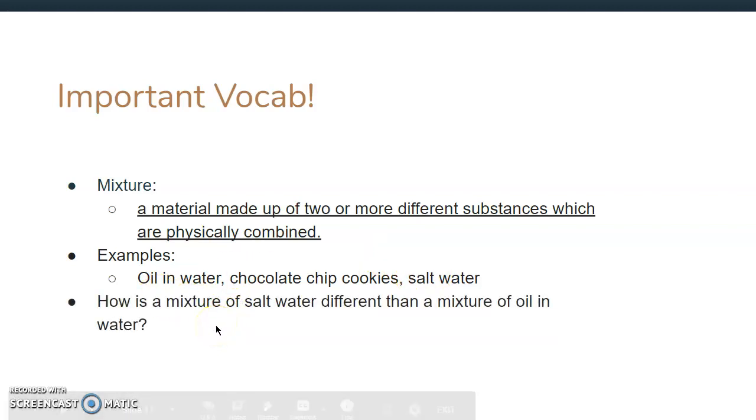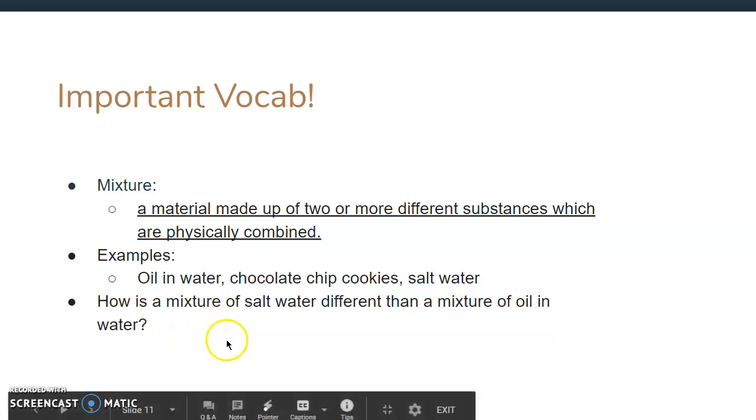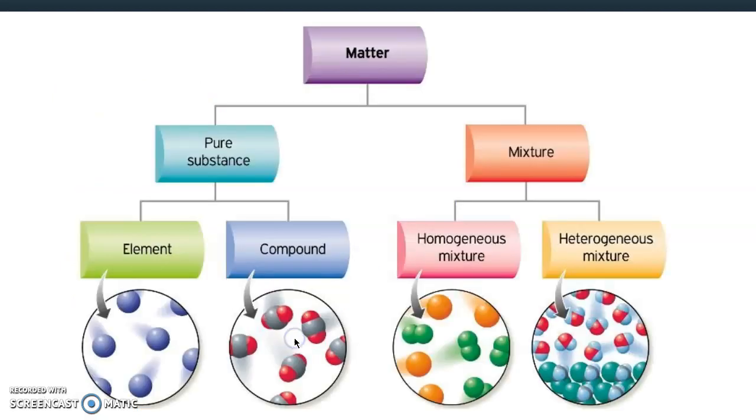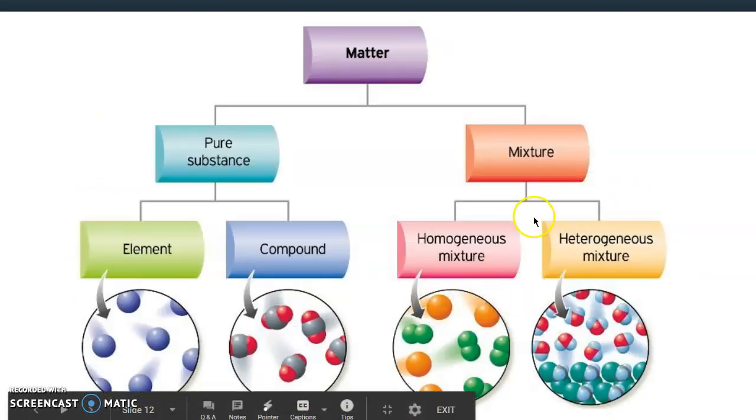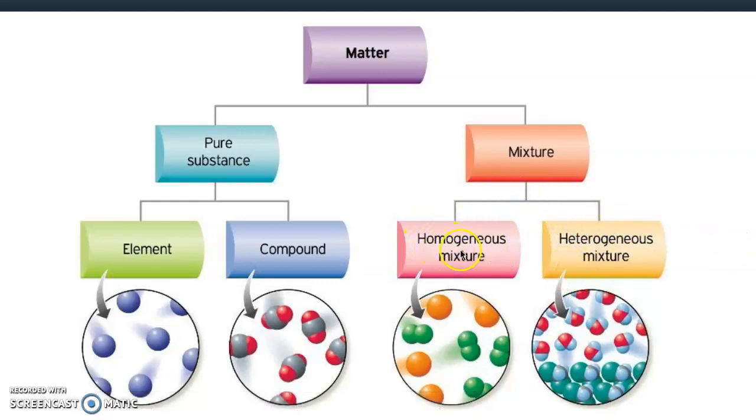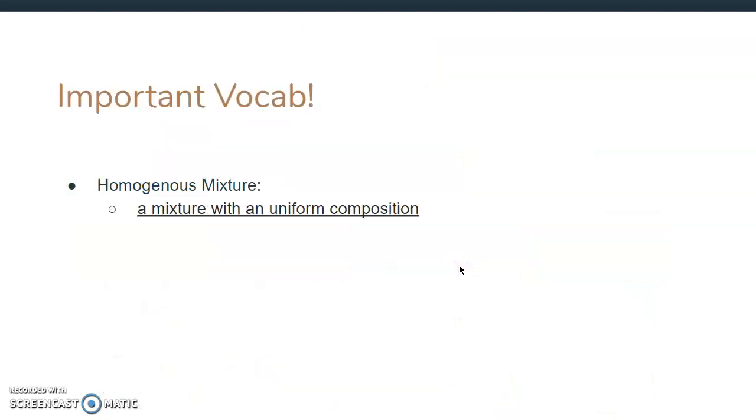And then my question, just to get you guys thinking again about these words, is how is a mixture of salt water different than a mixture of oil and water? And that's a lead-in into our next words. Our next one is a homogeneous mixture. A homogeneous mixture is a mixture with a uniform composition. So it has all the same definitions as a mixture, but it's a uniform composition.